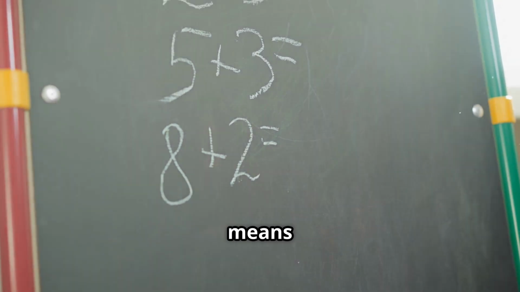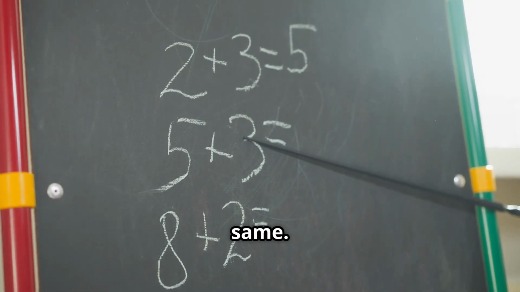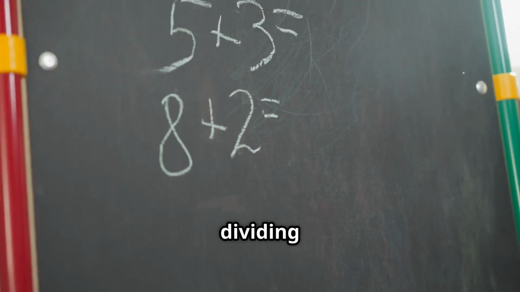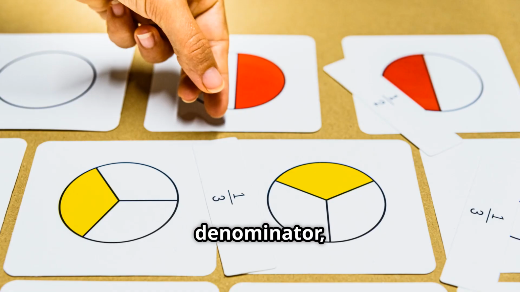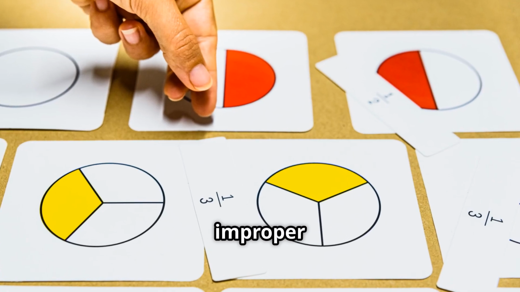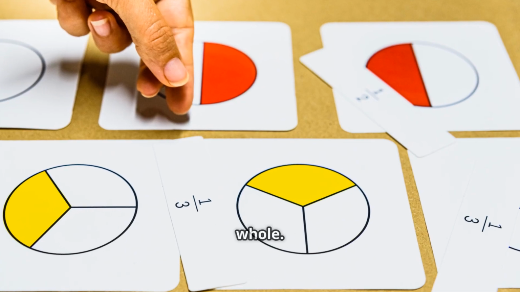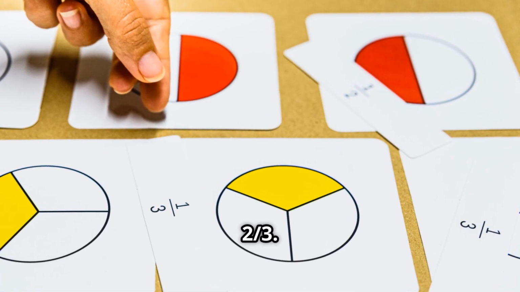Simplifying a fraction means reducing it to its simplest form while keeping the value the same. For example, 6/8 simplifies to 3/4 by dividing both numbers by 2. When the numerator is bigger than the denominator, you have what's called an improper fraction. For example, 5/3 means you have more than one whole. You can rewrite this as a mixed number, in this case, 1 2/3.